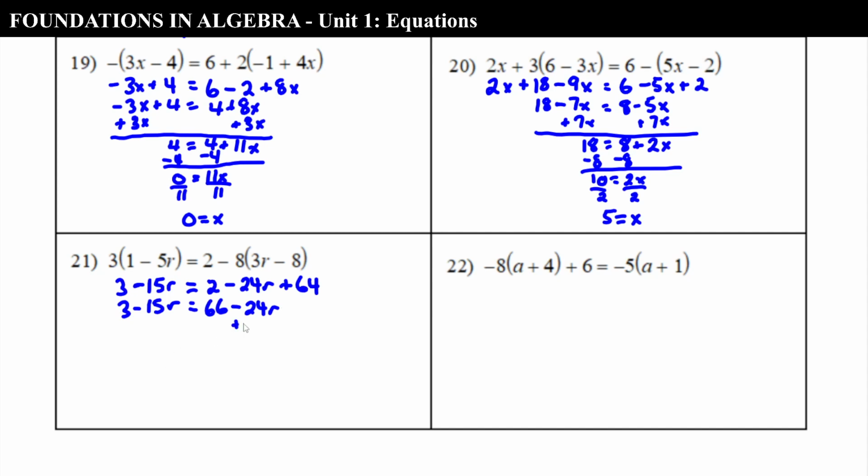Now we're going to add 24r to each side. So that's going to give us 3 plus 9r equals 66. Subtract 3 from each side. You get 9r equals 63. Divide each side by 9, and you're going to get r equals 7, since 9 will go into 63 7 times.